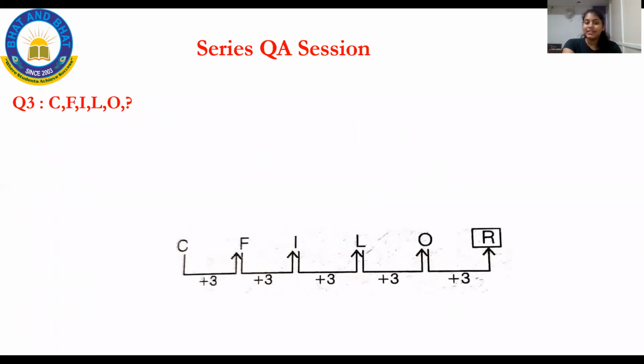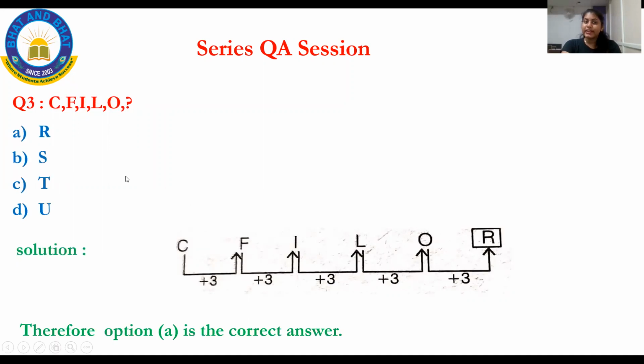Okay, guys, next, listen to me. The next question is C F I L O. Guys, listen here. Take down the question as it is. The first step is to take down the question as it is. So, C to F, what is the difference? C, D, E, F. So how many letters? I told you to leave the first letter. So how many? It is plus 3.